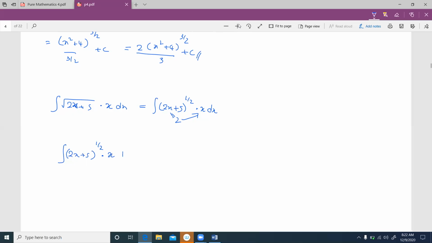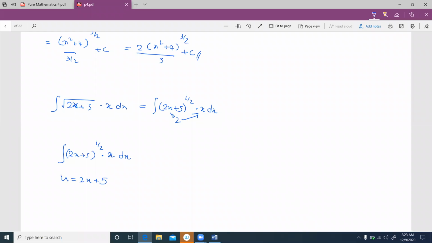Into x dx. Usually they give us a substitution, but even if it is not given, we can do the technique like this. Usually we take the expression inside the power term and assign a variable for that. Usually it comes as u, for example u is equal to 2x plus 5.